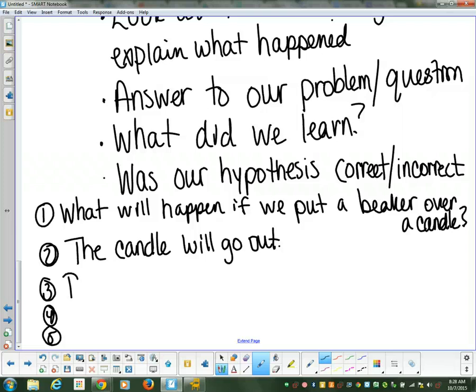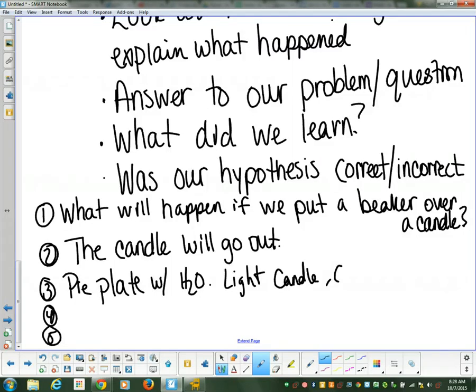All right, so pie plate. I'm going to summarize this. Pie plate with water, light, candle, cover with beaker. All right, so that was the experiment that we did.